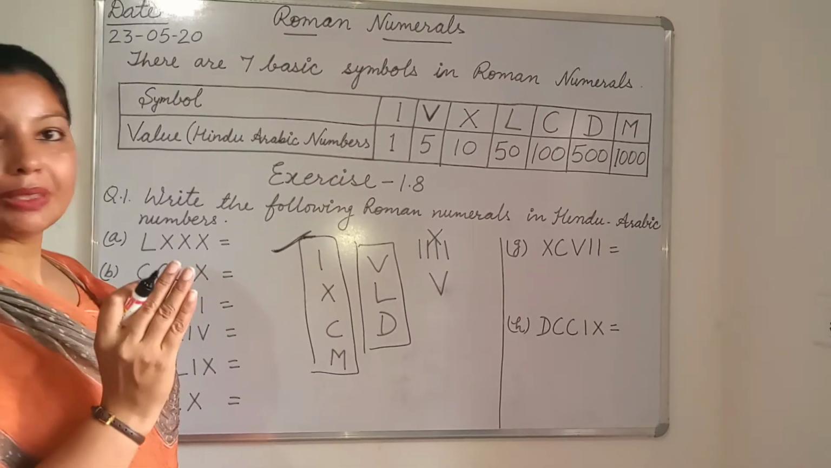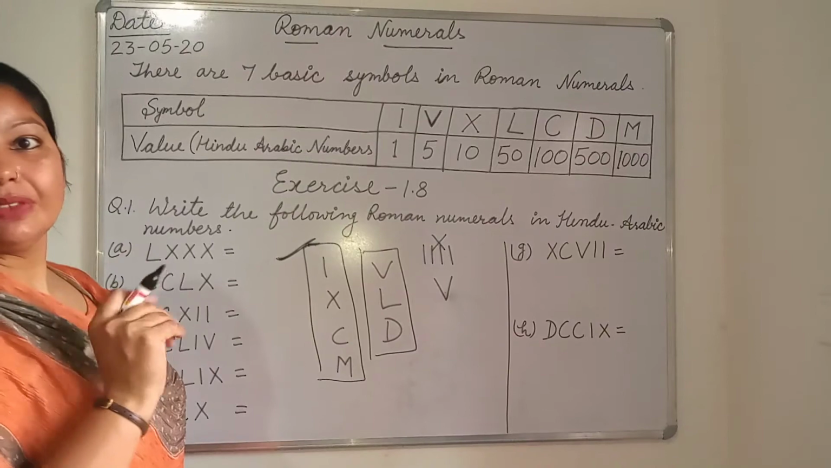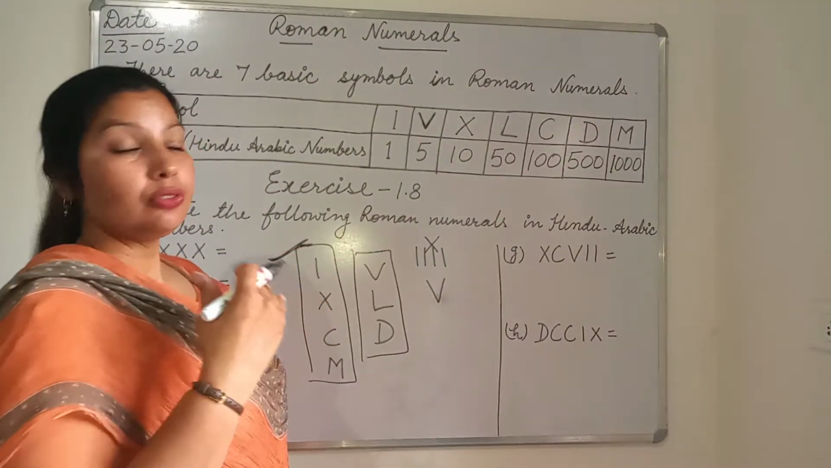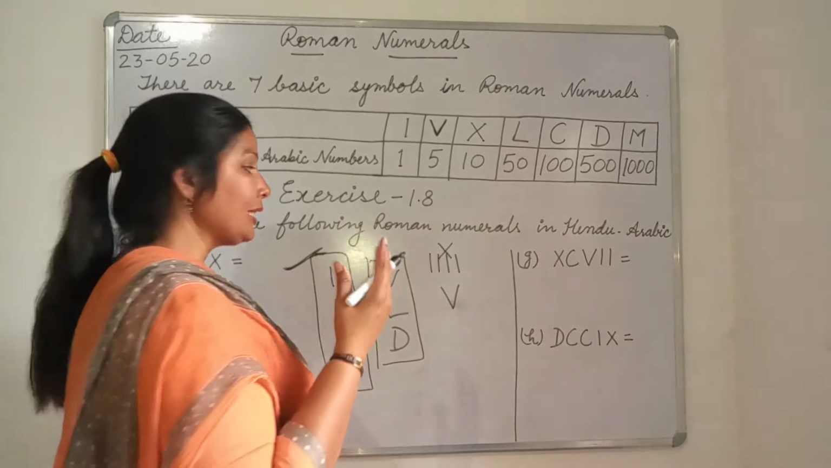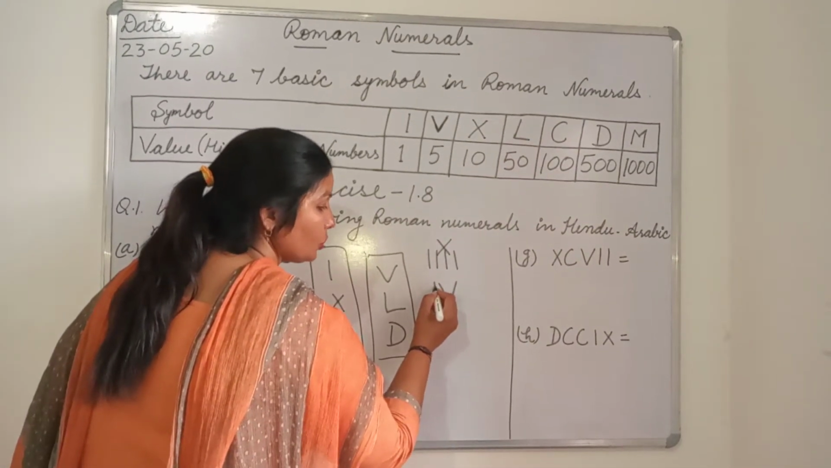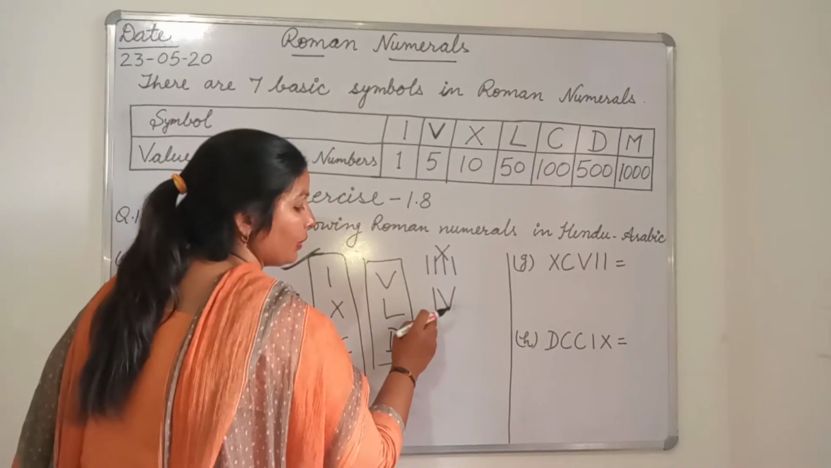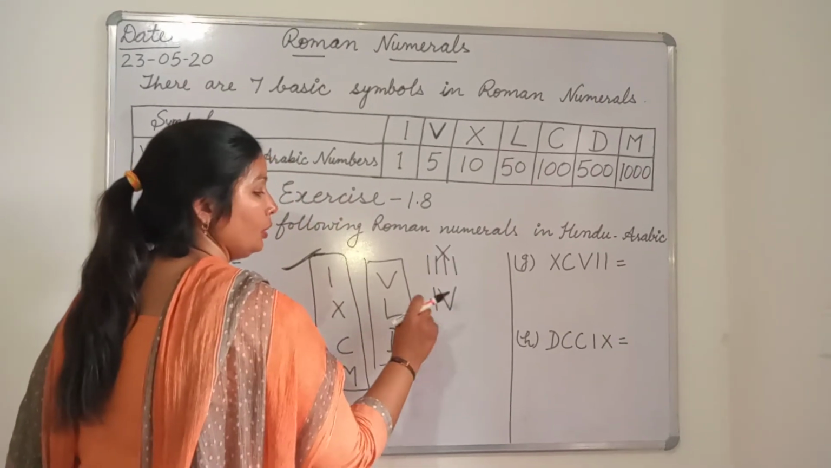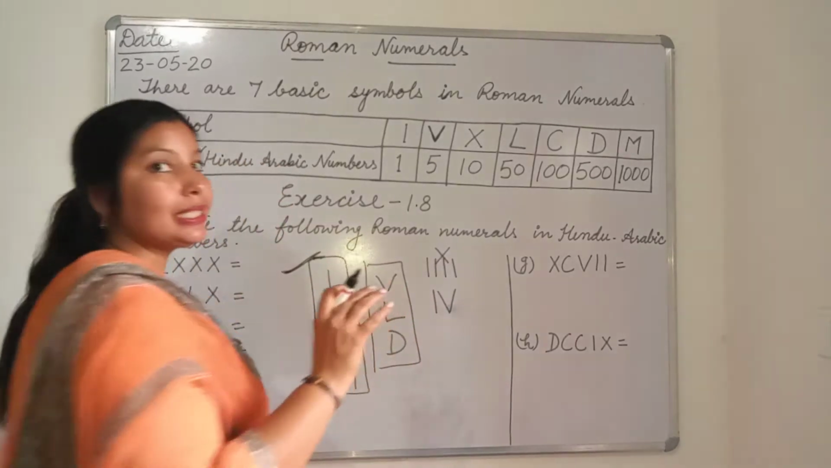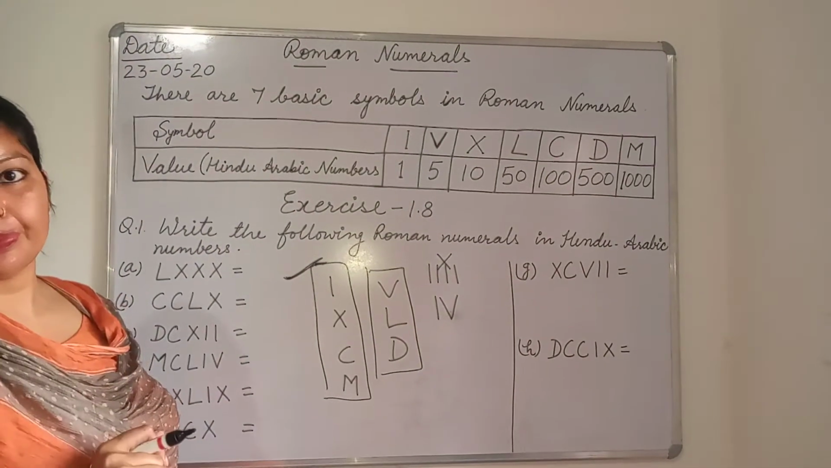So for 4 what do we do? We subtract 1 from 5. So 5 minus 1 becomes 4. For the subtraction, we should take a smaller symbol before the big symbol. So 5 minus 1, it becomes 4. When we use a smaller symbol before the big symbol, that means it is subtraction.